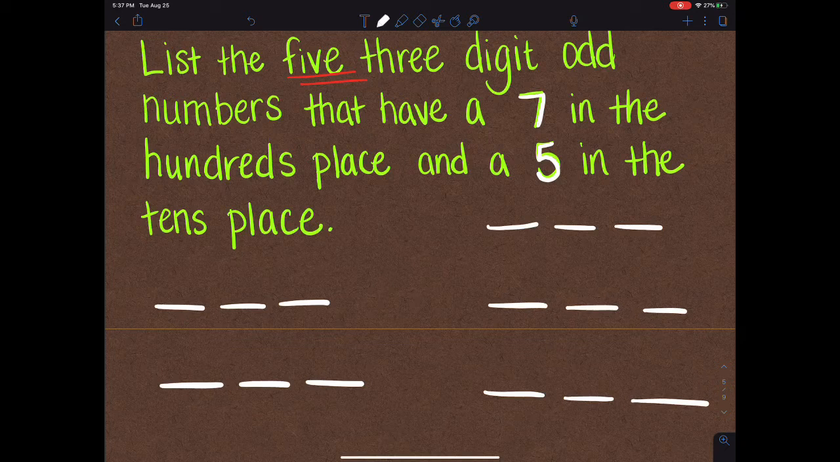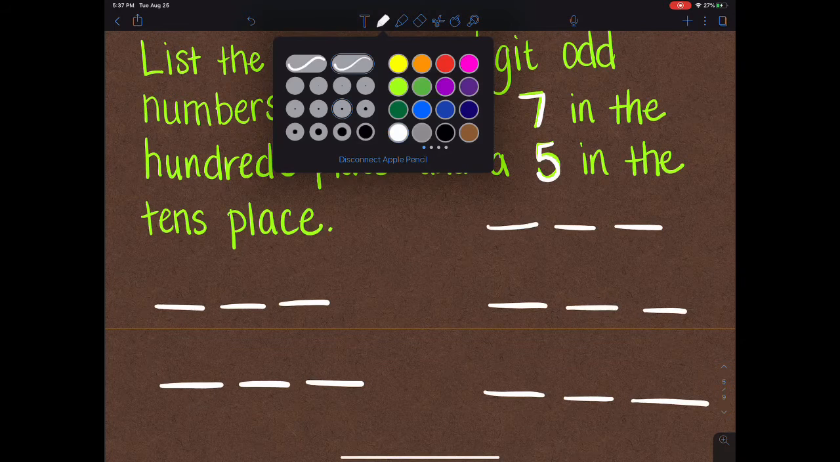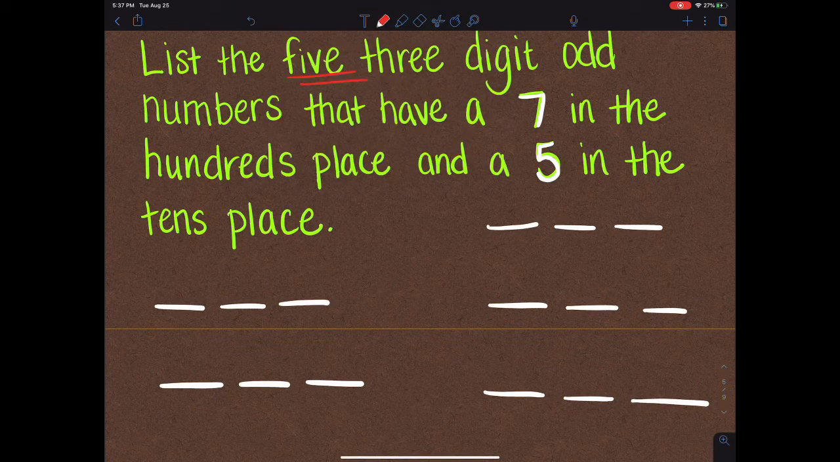And it tells you that they want a 7 right here in the hundreds place. So where's the hundreds place in a 3-digit number? Well, it's here. And it wants a 7 in all of these hundreds places. And then it wants a 5 in the tens place. So where's the tens place? It's here.